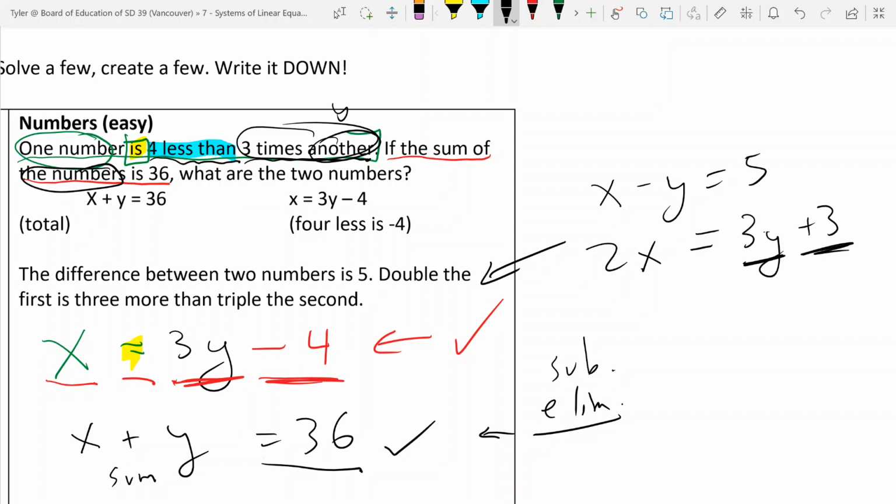And that's it. So read through the question carefully, set up your two equations with your two variables, and then you can solve the rest with substitution and elimination.